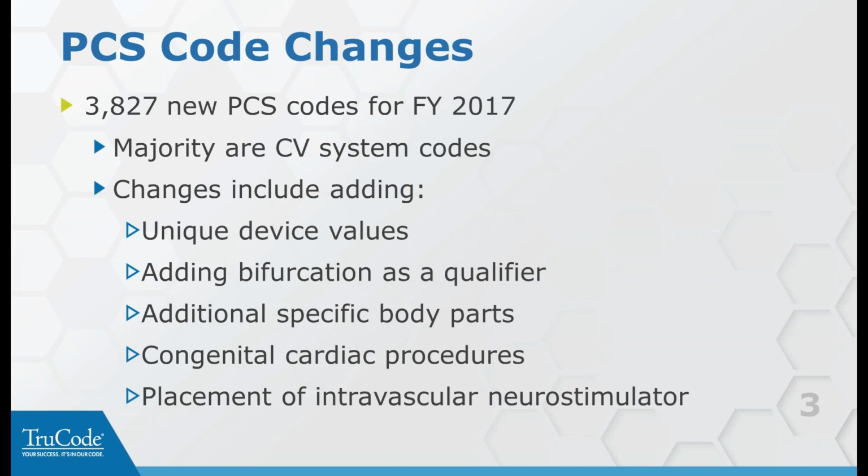Most of the changes were in the cardiovascular system. They added some different device values. They added bifurcation as a qualifier, some more body parts. And in particular, they did a whole lot of stuff in order to be able to code correcting congenital cardiac defects. So a lot of the changes aren't necessarily going to be things that you are going to be using on a day-to-day basis if you don't work in a facility that does a lot of those congenital defect procedures. However, there are some that are significant that we're going to kind of touch on.